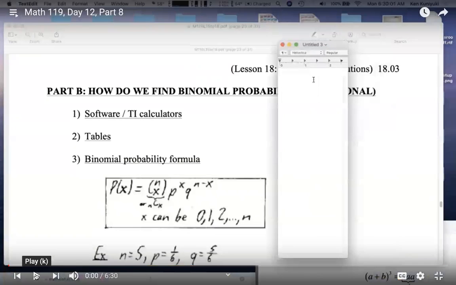So for example, okay, I think I may have made a mistake, so I had to cut in there. All right.